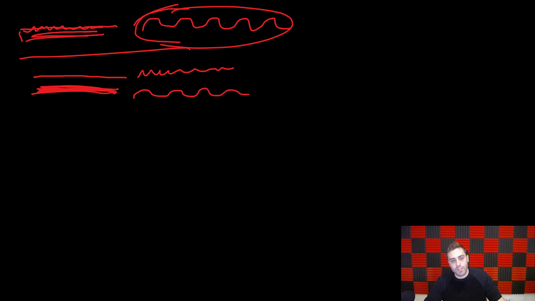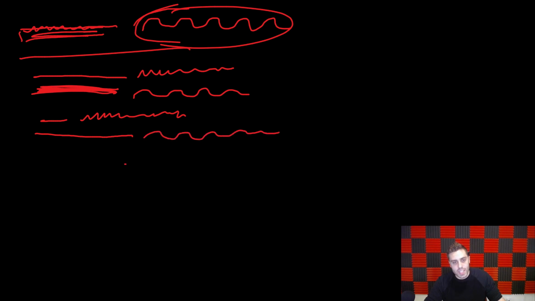So for example, if you have a thin string versus a thicker string, the thinner string is going to produce a wave at a higher pitch than the thicker string. Likewise, if you have two strings of the same thickness, but one is shorter than the other, the shorter string is going to produce a sound wave of a higher pitch than the longer string.